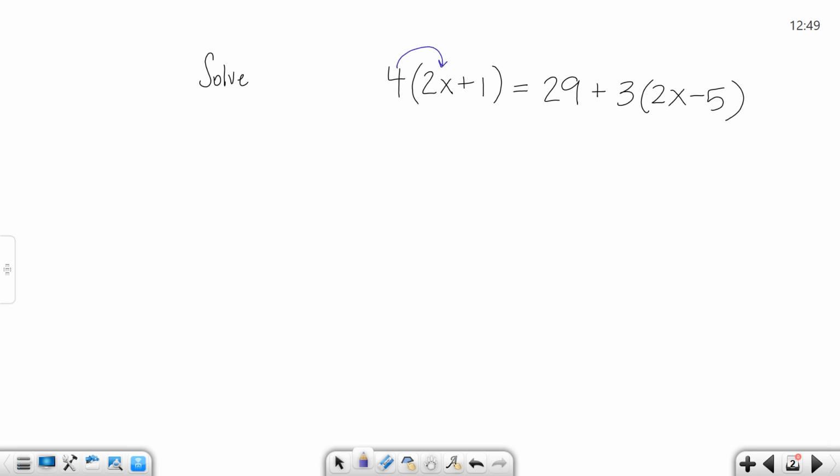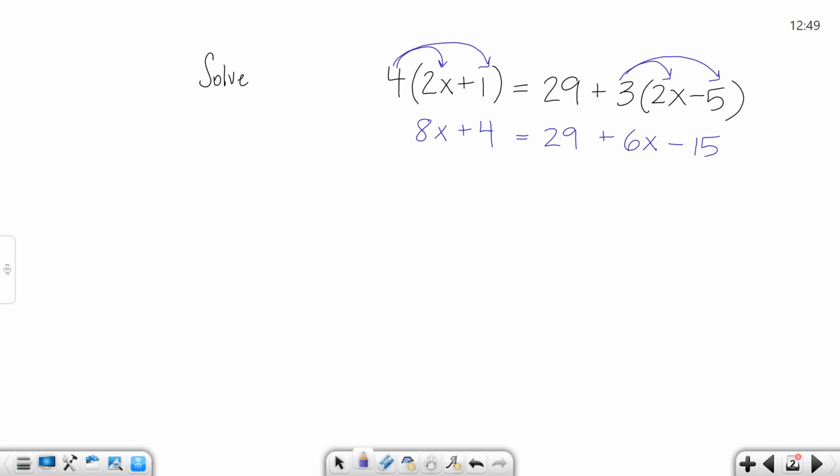So I'm going to distribute this 4 through, and I'll also distribute this 3 through, and that should get rid of our parentheses. So 4 times 2 is 8x plus 4. That's going to be a 29 here, and then I've got 6x minus 15. Now it's still way too busy, but at least we don't have parentheses in there anymore.